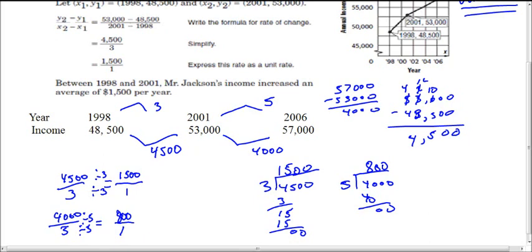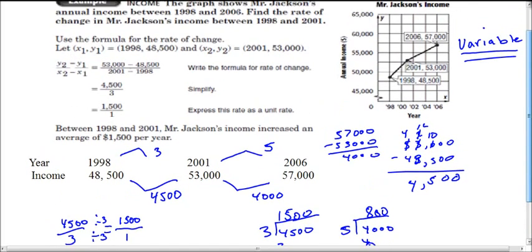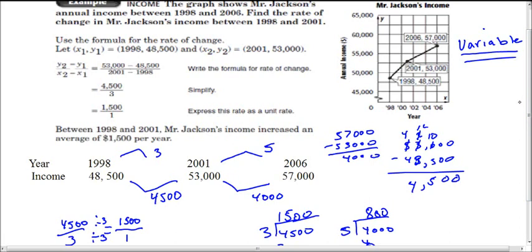We can find out how much his income increased from 1998 all the way to 2006. And again, armed with how to do this, we can make that determination as well. The only thing we need to do is take our y sub 2, which will be 57,000, and our y sub 1 will be 48,500, and then we're looking at 1998 to 2006, which will be 8 years. Divide, get your rate of change.